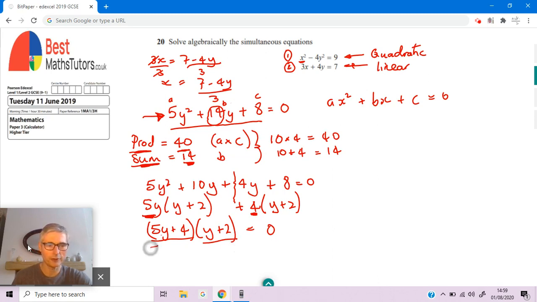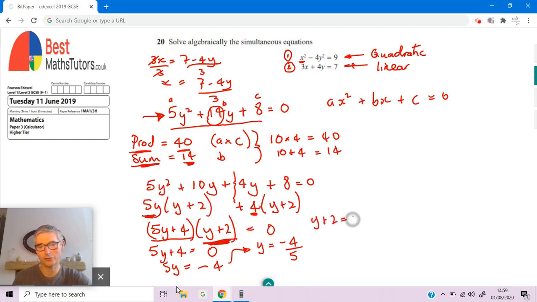So if we look at the first bracket, 5y plus 4 equals 0, we could just solve that. We could say 5y equals negative 4 by taking away 4 from both sides, and then it would follow from that if we divide both sides by 5, we get y is equal to minus 4/5. So that's one solution, and then the other solution is from the second bracket. So that would be y plus 2 equals 0, and so that would give me y equals negative 2. So there are two solutions.